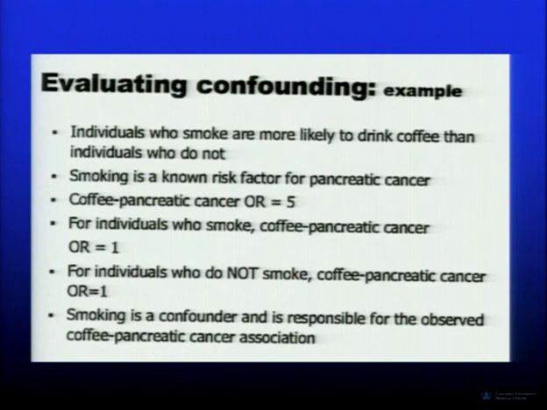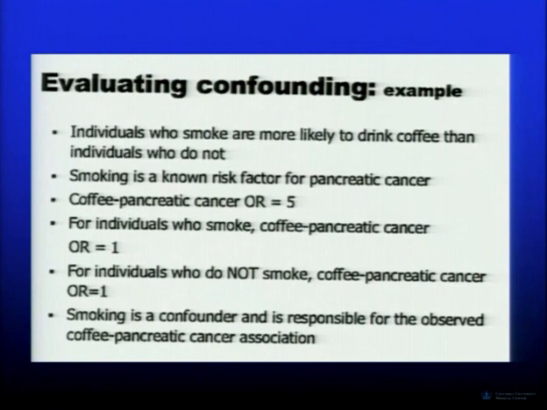So if we think about an example of confounding, individuals who smoke are more likely to drink coffee than individuals who do not. Smoking, we know, is a risk factor for pancreatic cancer. So when we look at the association between coffee and pancreatic cancer, the odds ratio is 5. If we do a stratified analysis and we look only at people who smoke, this odds ratio is 1, and if we look only at people that do not smoke, it's 1. So smoking here is a confounder.